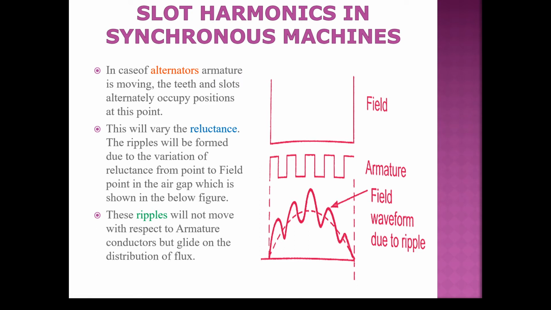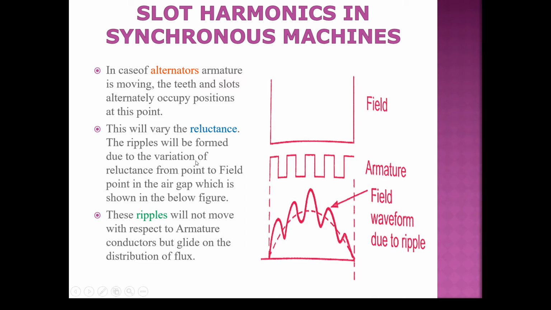What is the meaning of reluctance? In electrical circuits, voltage V is equal to I R, or EMF is equal to I into R. In a magnetic circuit, MMF will be equal to flux into reluctance. So reluctance is analogous to resistance. So this will vary the reluctance.